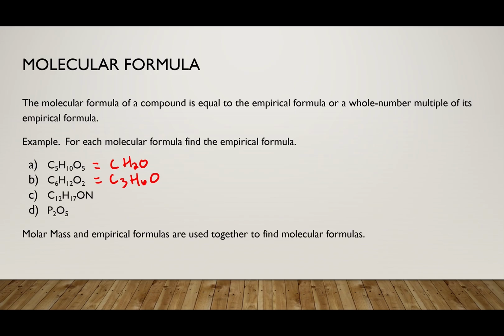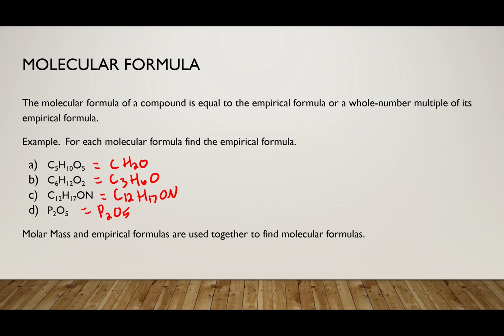In example C now, if we're looking at our subscripts 12, 17, 1, and 1, well, these cannot be simplified down anymore. So in this case, the molecular formula would be the same as the empirical. We see the same in D, where 2 and 5 cannot be further simplified, and so again, the molecular is the same as the empirical.